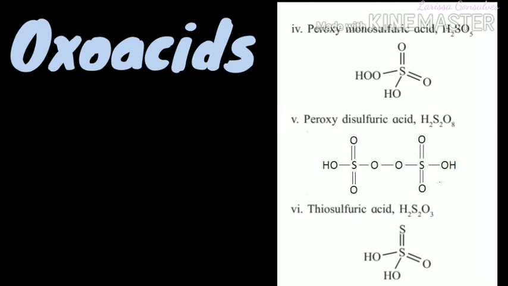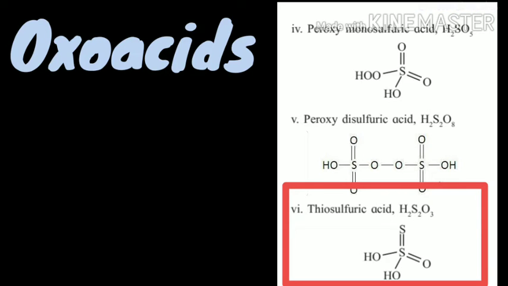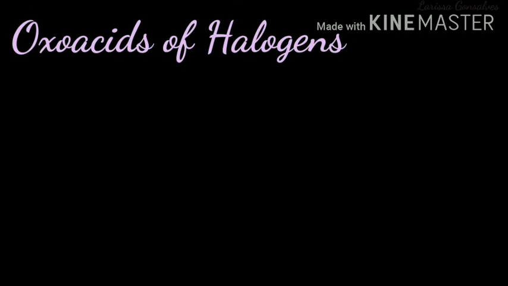Then we have the thiosulfuric acid with the formula H2S2O3, and the structure is given below. Next we move on to the oxoacids of halogen.